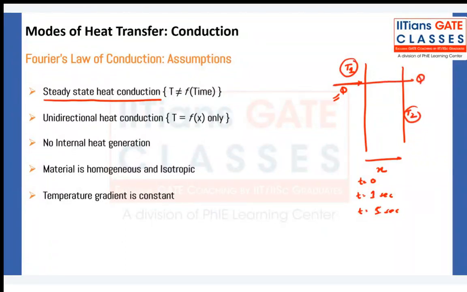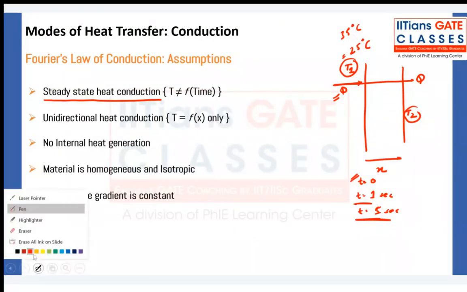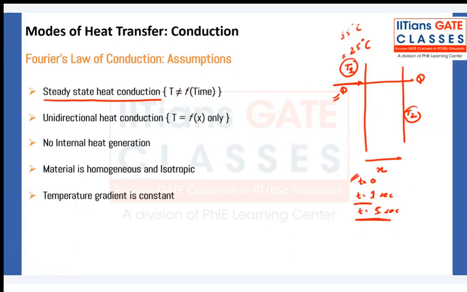It will not matter that at t equals 0 the temperature was 25 degrees Celsius, and at t equals 5 seconds the temperature here is, let's say, 35. That means it is not steady state. It is unsteady state. So we are assuming it is steady state. Temperature will remain the same. It is not changing with time.